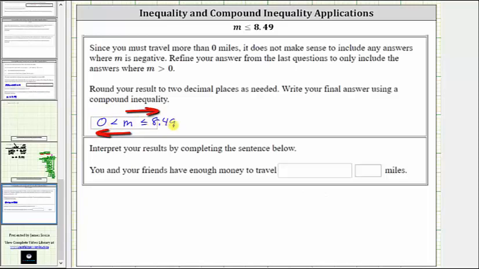And then finally, interpret the results by completing the sentence. You and your friends have enough money to travel at most 8.49 miles, again because m must be greater than 0 and less than or equal to 8.49. So again, you and your friends have enough money to travel at most 8.49 miles. Just remember, this value is rounded.